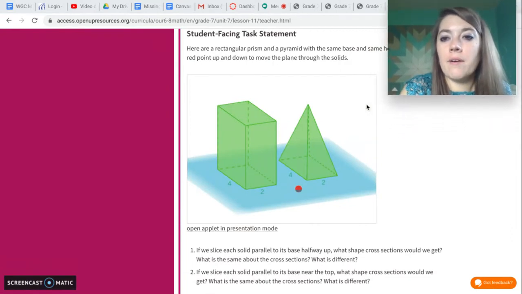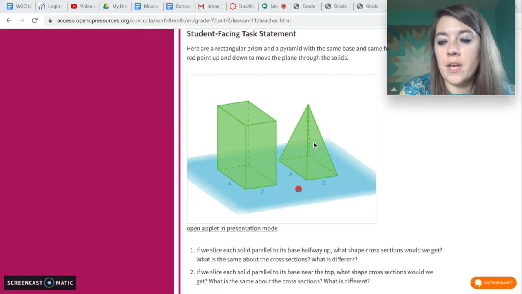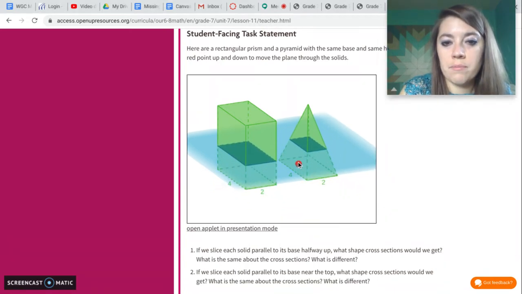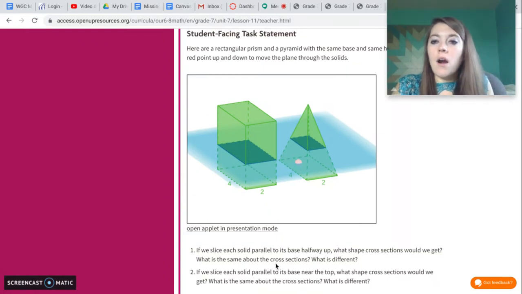So here we have our two prisms. So we've got a rectangular prism and we've got our pyramid. And it's asking us to take a cross-section halfway up. So we're going to go halfway up. So that'd be about there. And what are our cross sections?